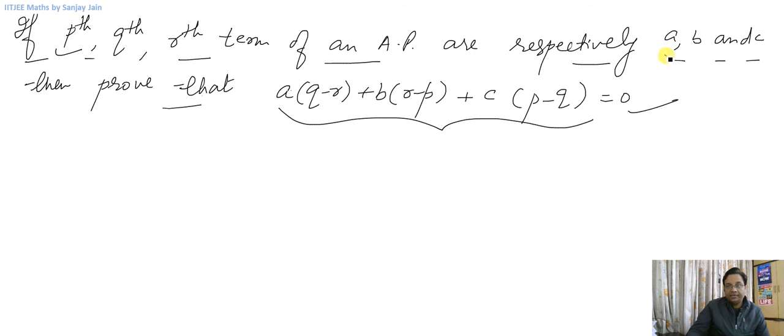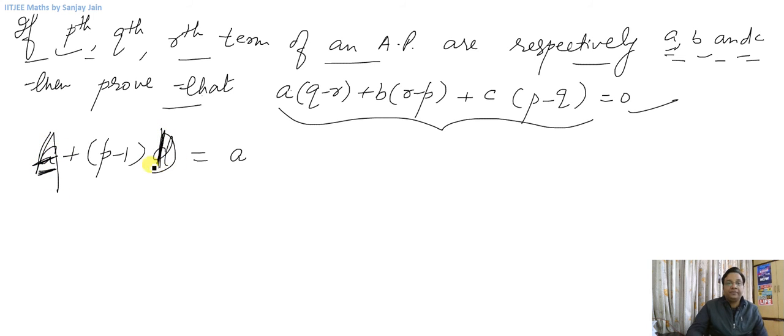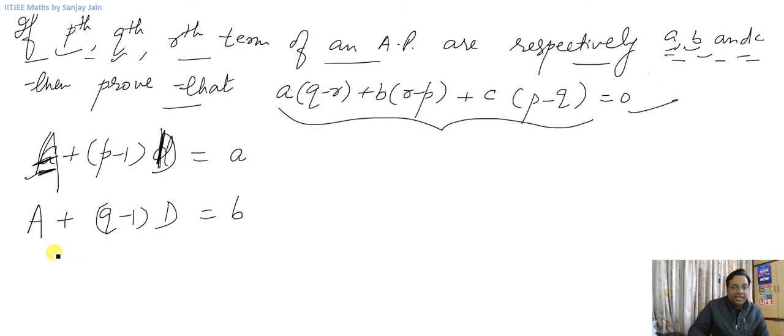Pth term is a, so I can say a plus p minus 1 into d is equal to a. Now I cannot take my first term as a in this question because a, b and c letters are already used here. So let me use first term as capital A and common difference as, let us say, capital D. So first term A plus p minus 1 into D is equal to a. First term plus q minus 1 into common difference is equal to b, because qth term is b, and rth term, that is A plus r minus 1 into D, is given as c.